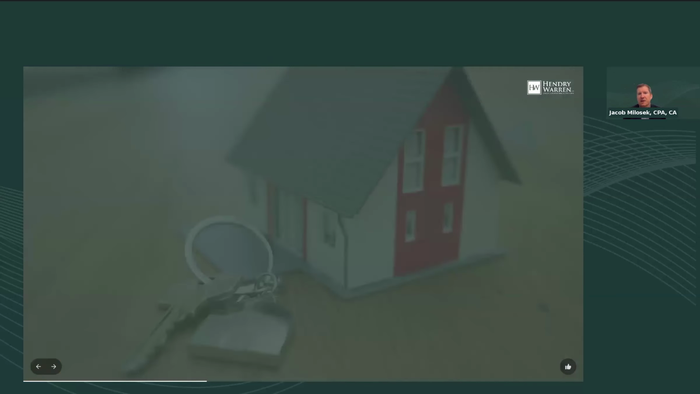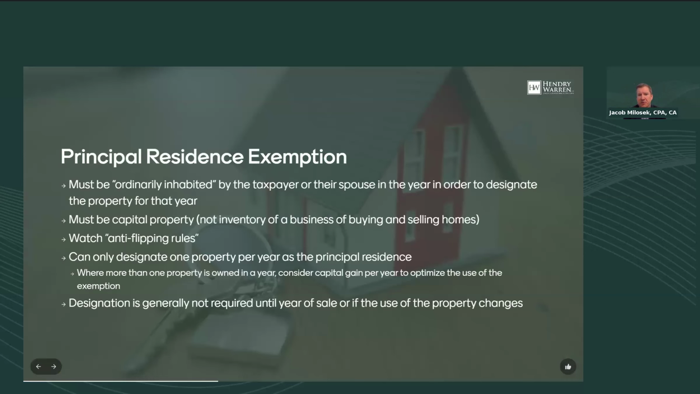The next thing I want to talk about is the principal residence exemption. And so for a lot of folks, you'd look at this and you'd say, well, this is pretty simple. My principal residence is exempt. You know, I don't need Jacob to tell me much more about this. There's a few nuances here that I wanted to go through and just highlight a couple points for you.